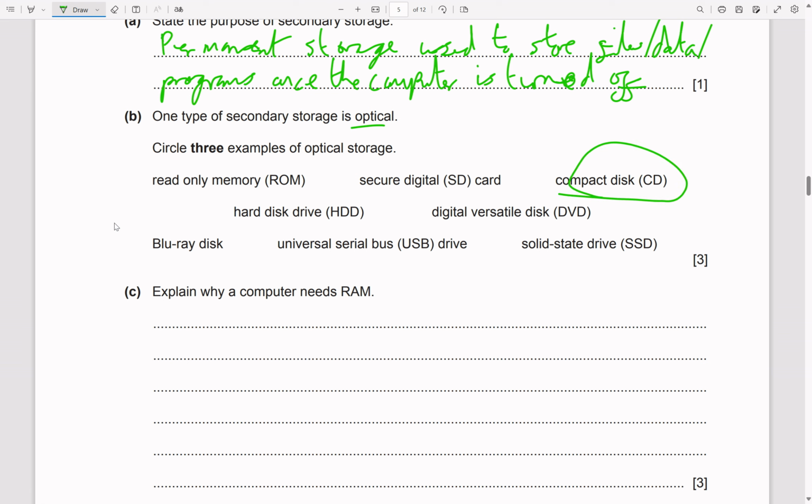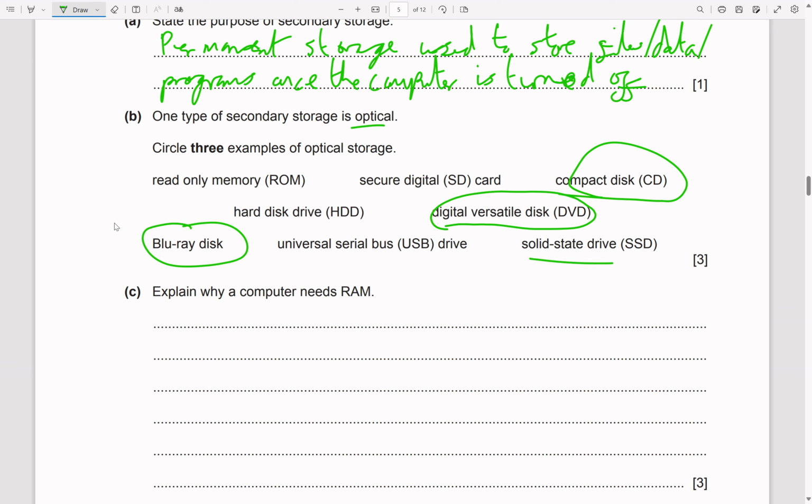So read-only memory. We can say obviously, this is like solid state, really. It's just using, let's say, flash memory, NAND memory. Again, SD card, well, that's solid state. Hard disk drive, well, that's going to be magnetic. Digital versatile disk, that's going to be optical. Blu-ray again, optical. USB, that's going to be solid state.